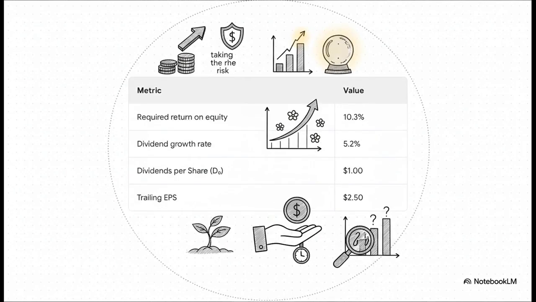So to make one of these models work, you need a few key ingredients. This is a pretty typical setup. You need to know the required return. That's what an investor demands for taking on the risk of owning the stock. Then you've got to estimate the dividend growth rate, and of course, know what the current dividend is. It really is all about forecasting the future.